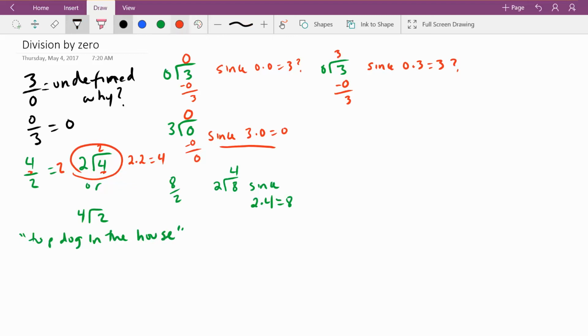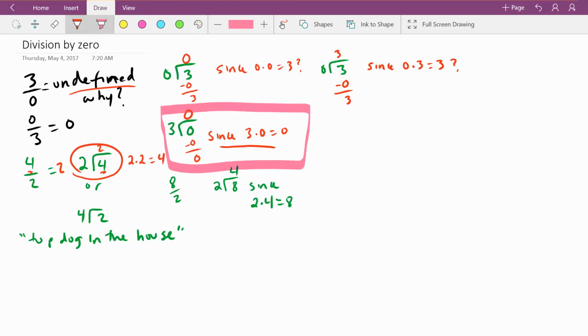So why is this undefined? It's because it doesn't work. There's nothing I could put here in order to make this division true, as opposed to 0 divided by 3 being 0, because I did in fact find something to make this work. That worked, the other way did not. If that doesn't work for you, let's do this. We know by cancellation, so here's reason number 2.